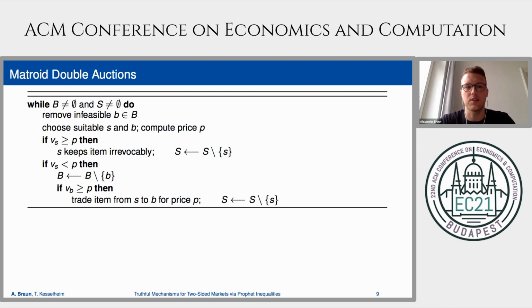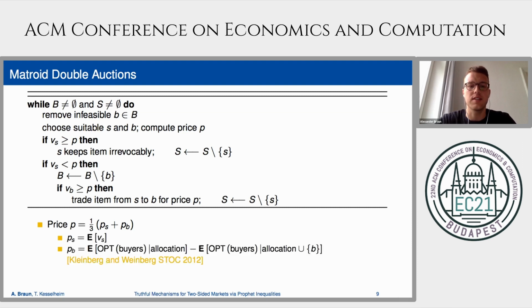And the question is, how do we set those prices and which of the agents to choose? The pricing in our case is just done by a threshold-based approach. Namely, first, we compute a threshold for every agent, which is PS for any seller and PB for any buyer. And for the seller, this is just the expected value for the seller holding an item.